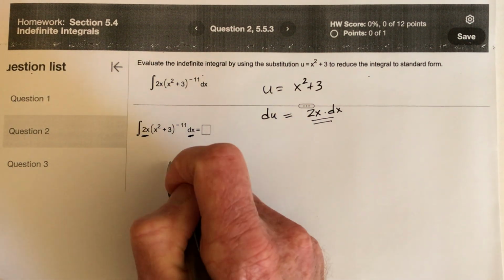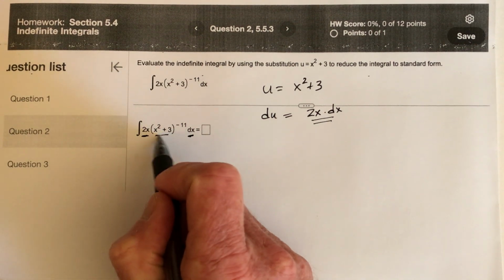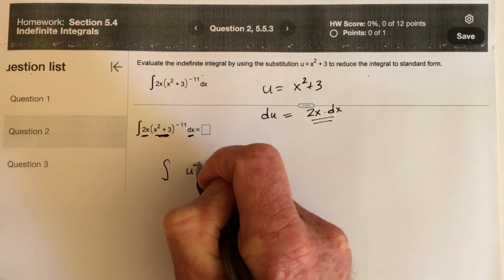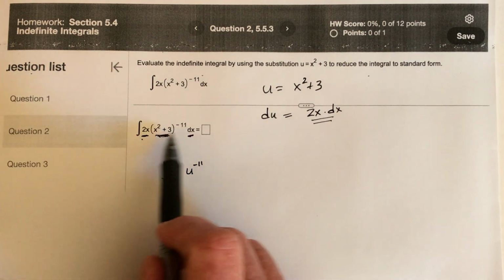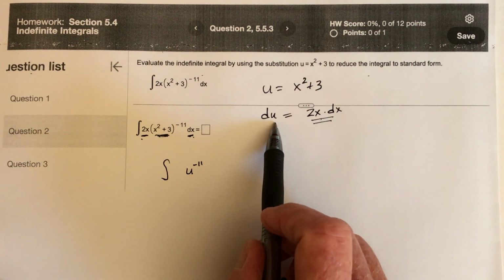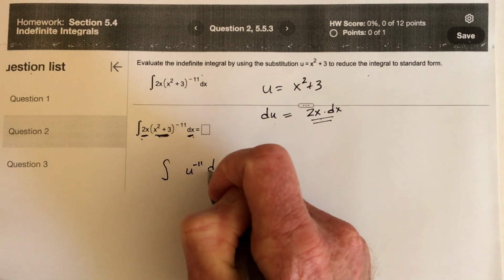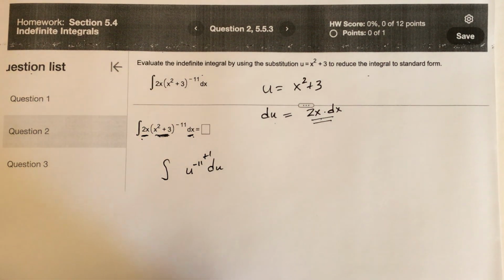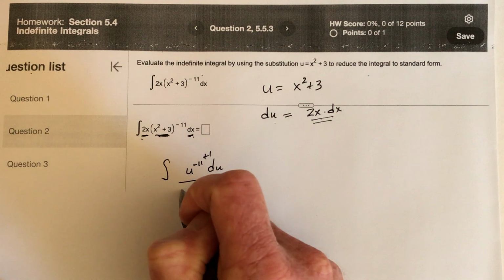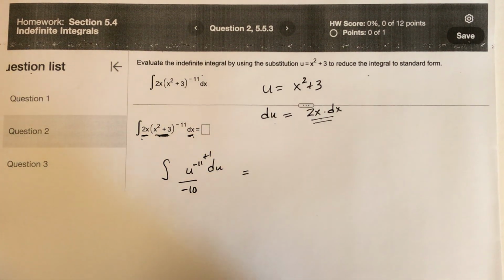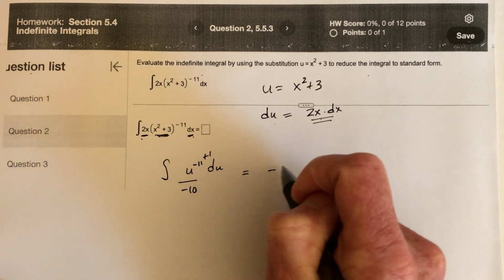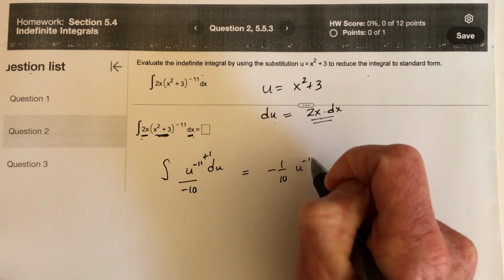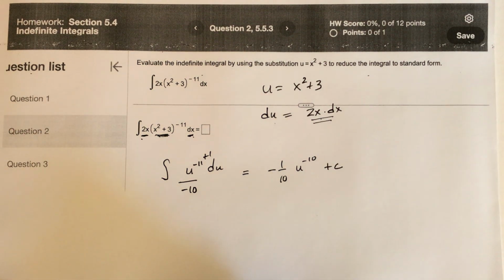So this is going to be the integral, and this part here is going to be u raised to the negative 11. And then the 2x dx, that whole thing gets replaced with just du. Then you can add 1 to the exponent, that's going to be negative 10, and then divide by negative 10. So we would have negative 1/10, and then u to the negative 10, and don't forget the plus c.